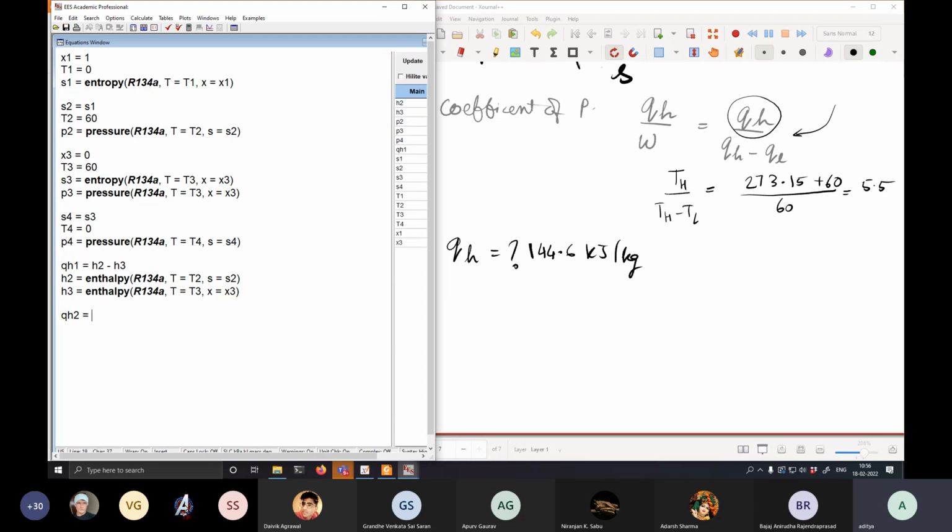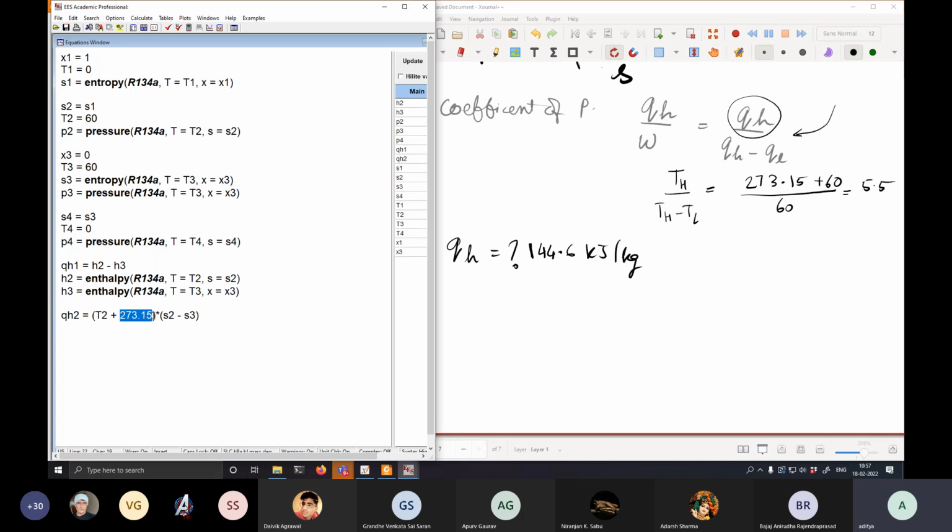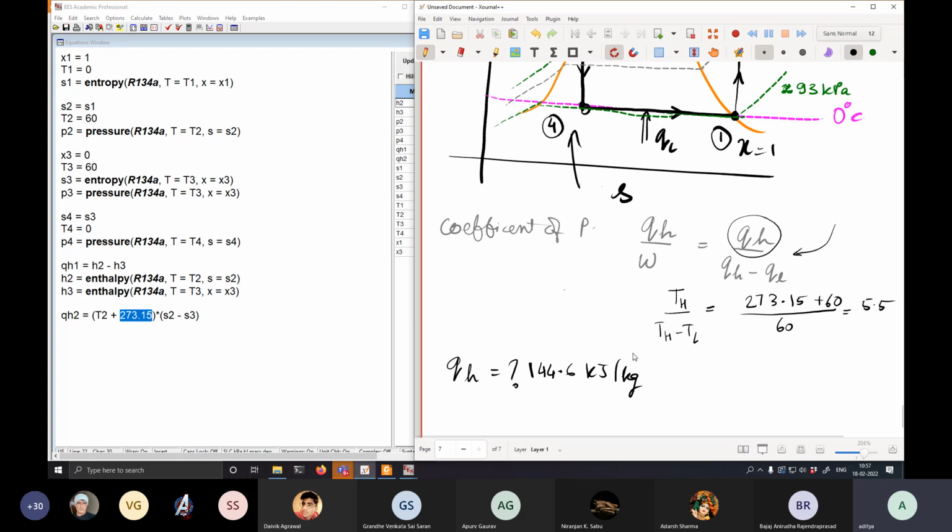the absolute temperature, that is TH. What is TH? 60 degrees Celsius, right? So I can write T2 plus 273.15 times S2 minus S3. Okay, let's run this. So QH2 is 147.3, and this offset is because I have not taken the exact quantity, that is the only difference. All right, so don't think that these two are very different.